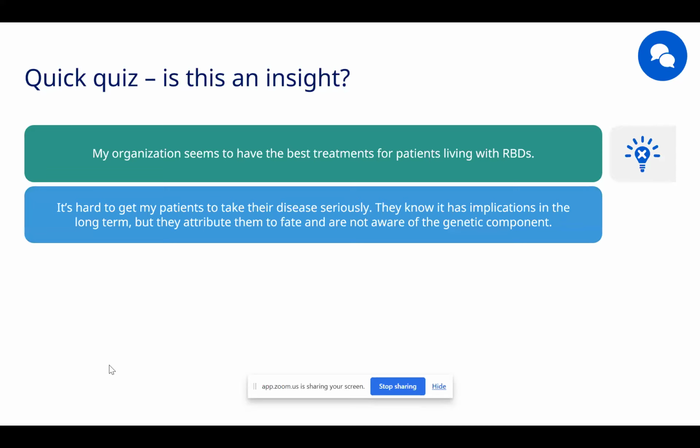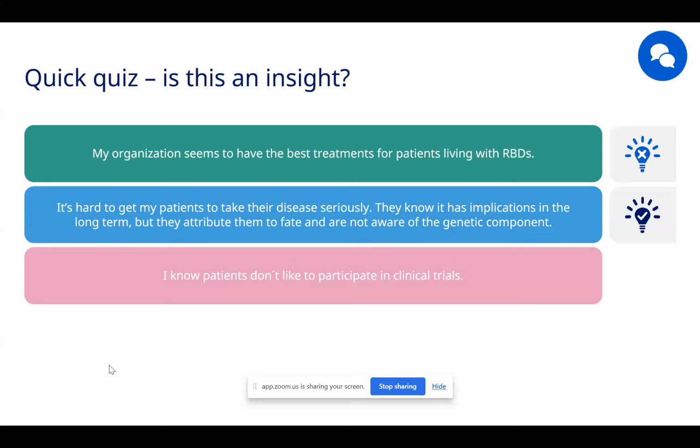Now, what about this? "It's hard to get my patients to take their disease seriously. They know it has an implication in the long term, but they attribute them to fate and are not aware of the genetic component." What do you think about it? Insight. Yeah, that's an insight, because it has a deeper understanding about the situation and scenario.